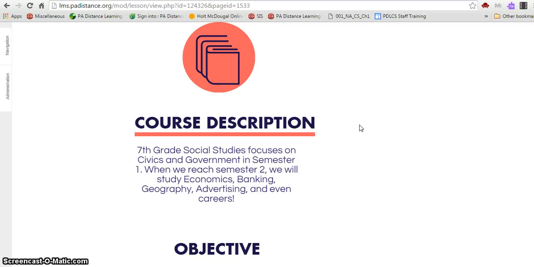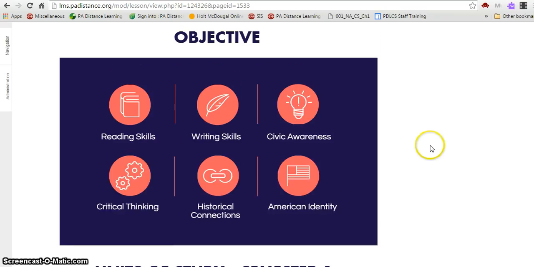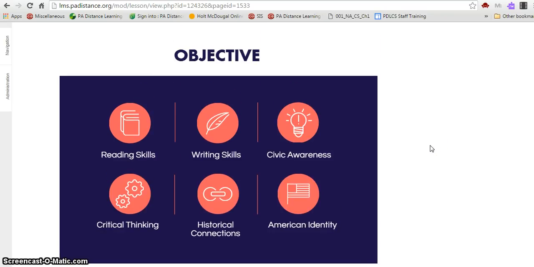So semester 1, civics and government. Semester 2, we look at a lot more. It's a lot of fun. My objectives for us this year. Basically, these are what I want you to grow in. I want you to develop reading skills. I know reading can be tough sometimes, guys, but we're really going to work together this year to make sure we learn how to read like a historian.